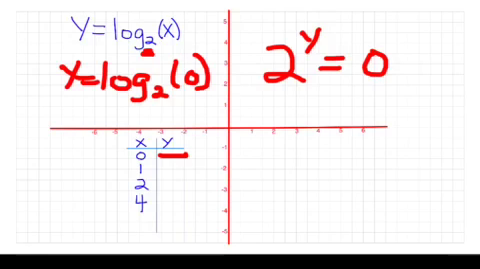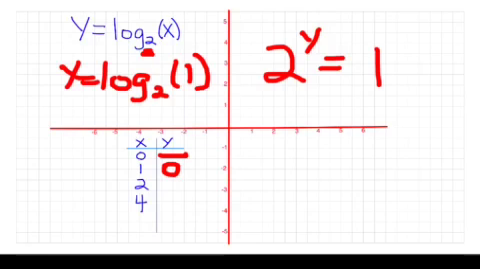And then we do the same thing. We say y equals log base 2 of, instead of 0, we say 1. Put that in right there. And we say 2 to what power, instead of equaling 0 this time, is going to equal 1. Well, remember, anything to the 0 power equals 1, so that's 0.